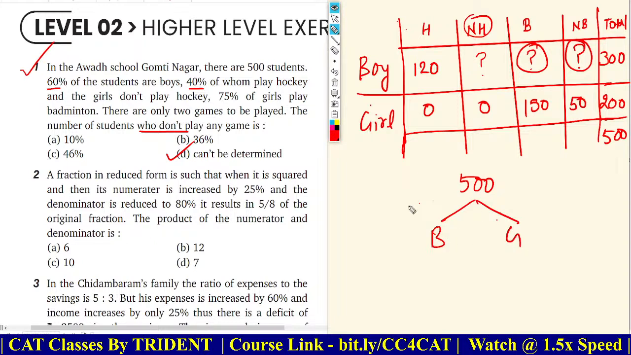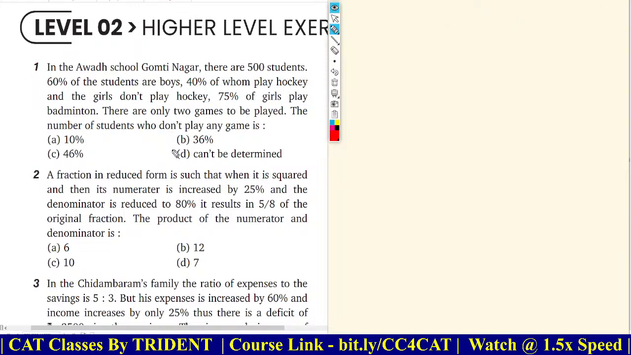Whichever method you like, the tree method or tabulating it, you can go through that. Let's go to the next question. The next question says a fraction in reduced form is such that when it is squared and then the numerator is increased by 25% and the denominator is reduced to 80%, it results in 5/8 of the original fraction. Now this is, I think, an oral kind of question also.